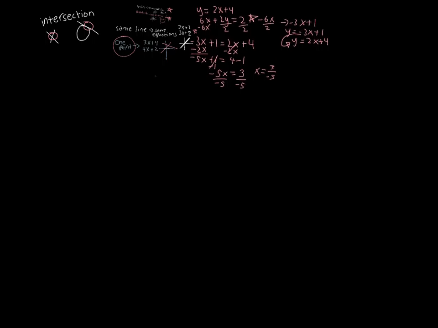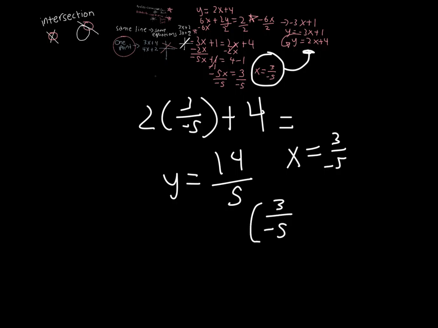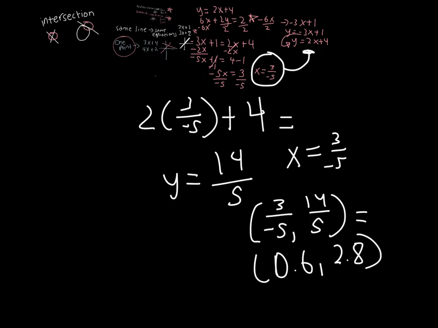Okay, let me shrink this. Now to find y, you have to put whatever you got for x into one of the equations. So I will do 2 times 3 over -5 plus 4, and that comes out to be 14 over 5, and this is y. So x is 3 over -5, and y is 14 over 5, which is equal to -0.6, 2.8. So this is what we got for the first substitution.